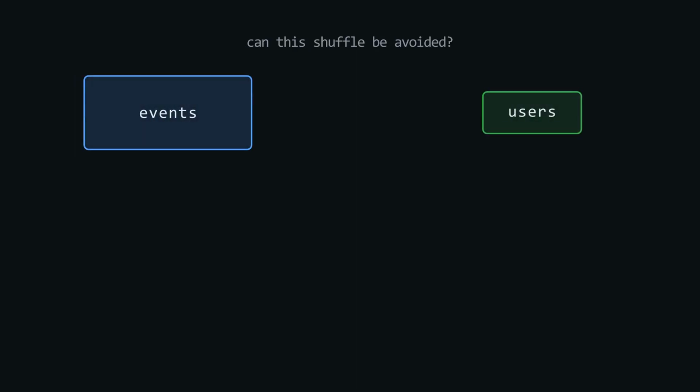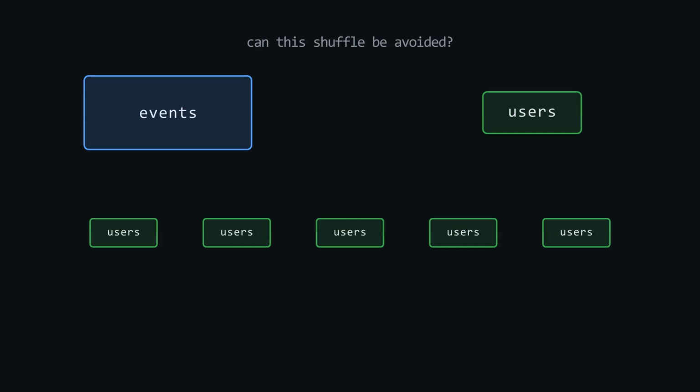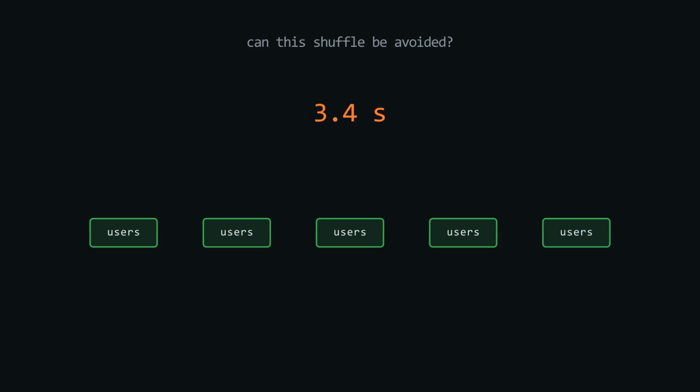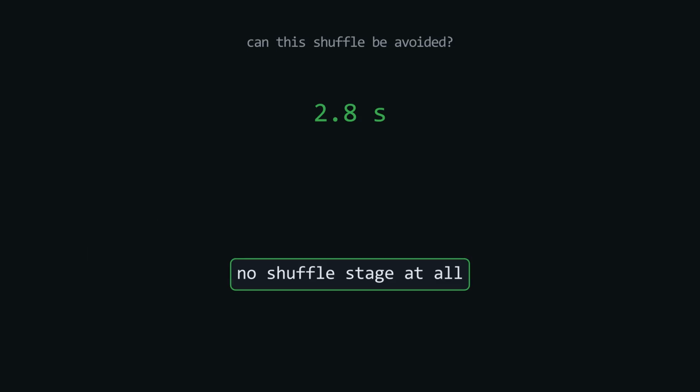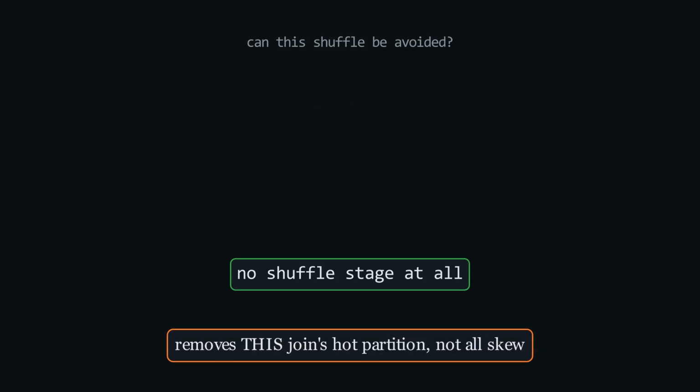So what do you actually do? Start one step earlier than the tuning guides and ask whether that shuffle needs to exist. If the other side of your join fits in memory, Spark can send a copy of it everywhere and join in place. I forced that with a broadcast hint. The query went from about 10 seconds to under 3 seconds, with no stage reading shuffle at all. For this join, removing the shuffle removes the hot key partition that made the straggler. It does not make your pipeline skew-proof, and it only works while that dimension fits in memory.